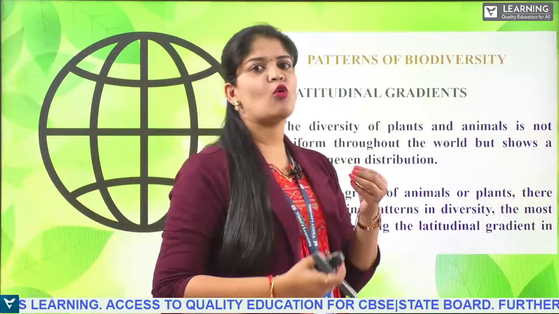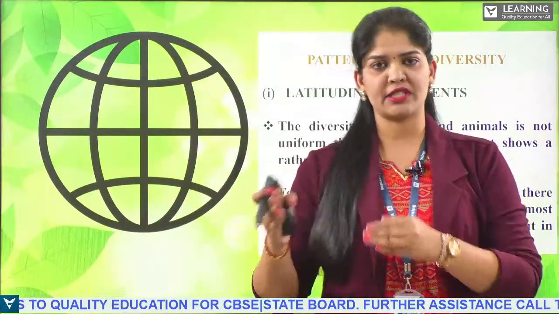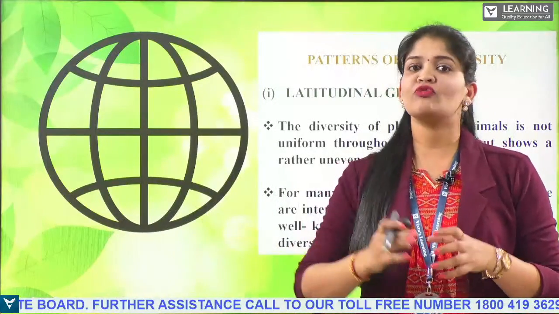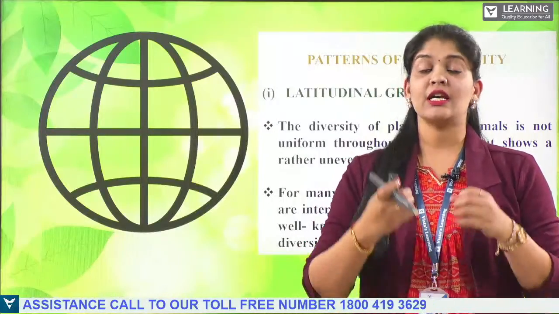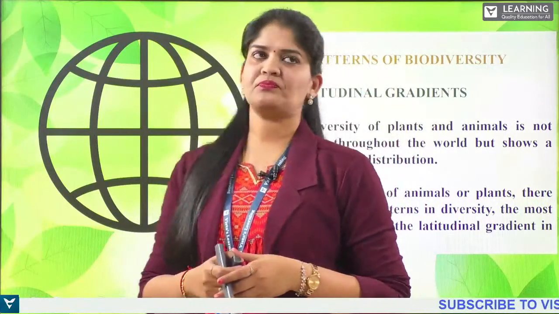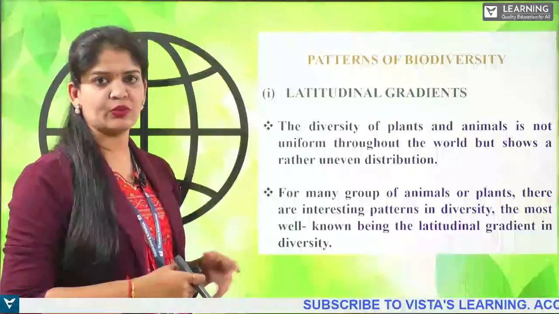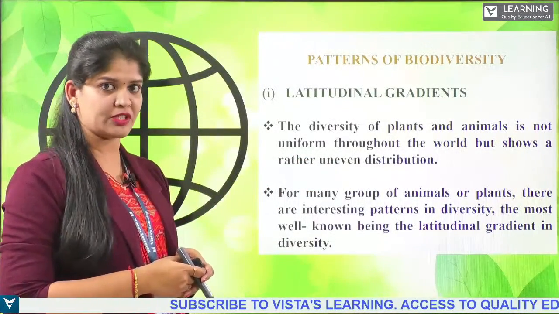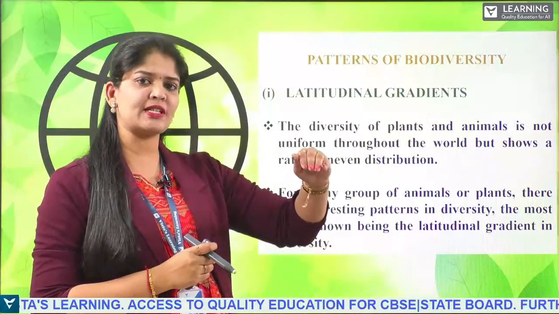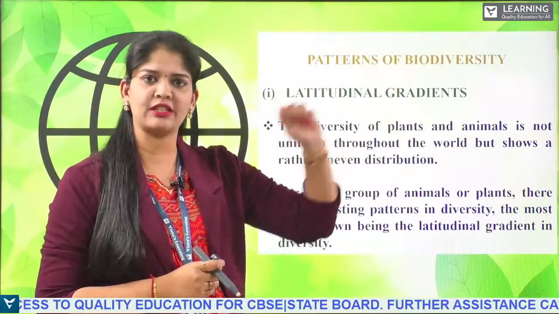We already know what biodiversity is. Bio is nothing but living organisms. Biodiversity means variations in the species at the species level, genus level, and also ecological level. So let's move ahead with the patterns of biodiversity. Biodiversity can be visualized at different levels like species level, genus level, and ecological level, right?